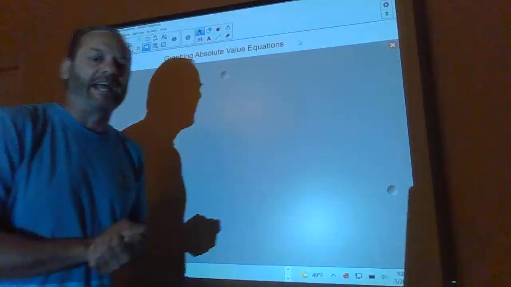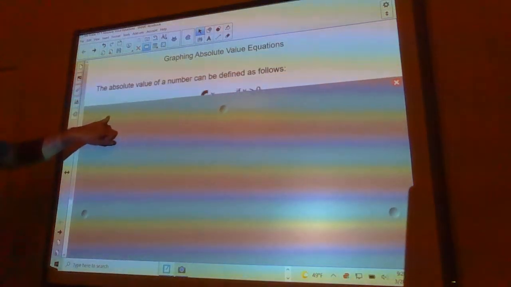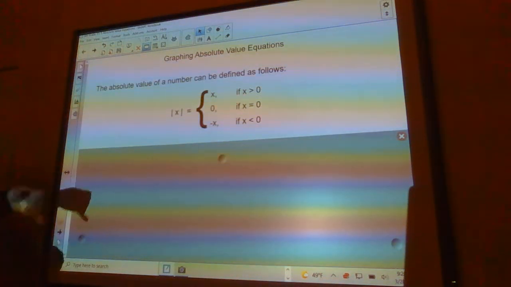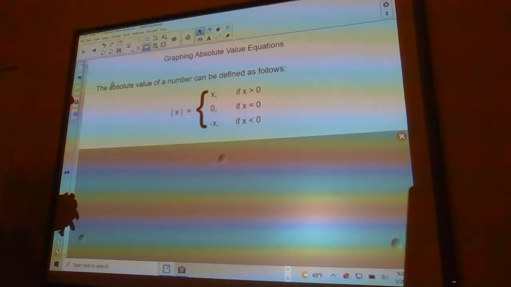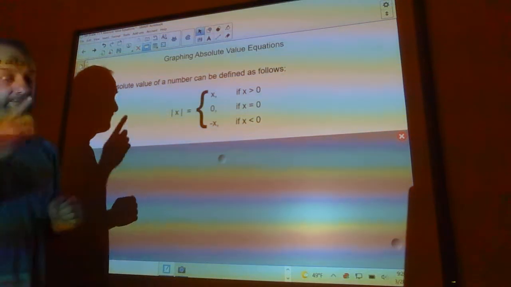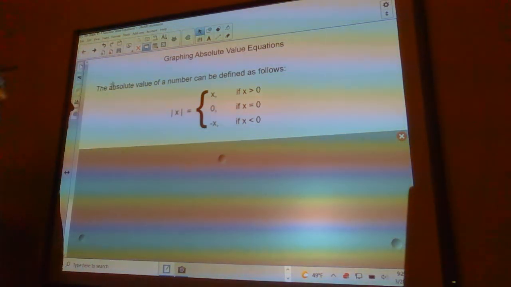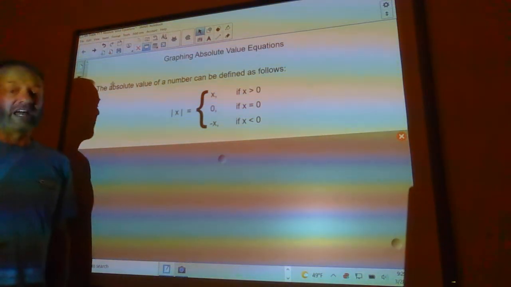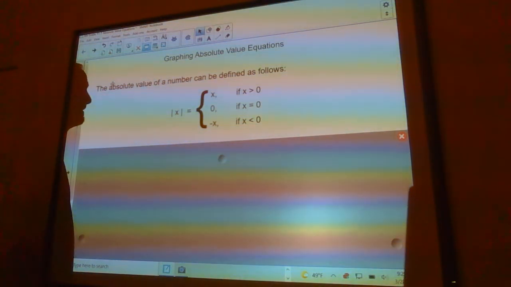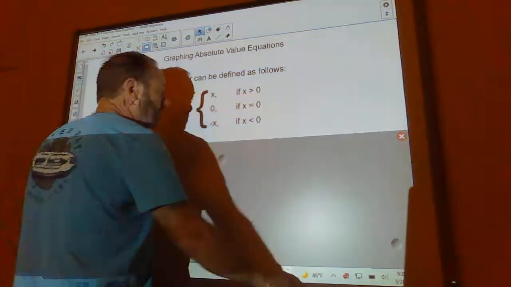Hello again, everybody. Today we are going to talk about graphing absolute value equations. The absolute value of a number can be defined as follows. The absolute value of x, so these bars mean the absolute value, is x if x is greater than 0, it's 0 if x equals 0, and it's negative x if x is less than 0. So what does this mean?